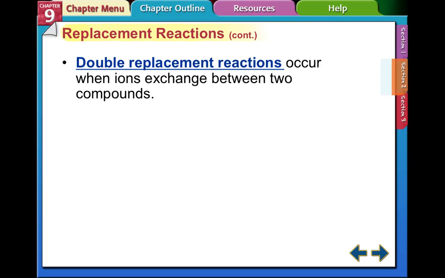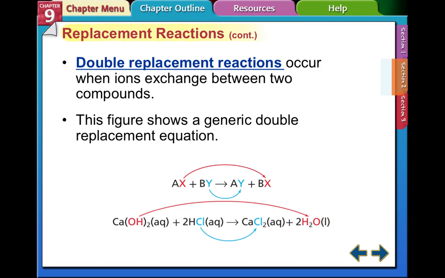So let's talk about double replacement reactions. These occur when ions exchange between two compounds. So instead of one element changing places, you're going to have two elements that are changing places. In this top one, you have AX plus BY, which is going to yield AY plus BX. You can see that the X and the Y have changed places.